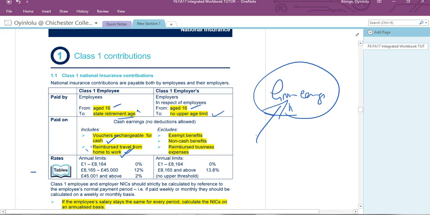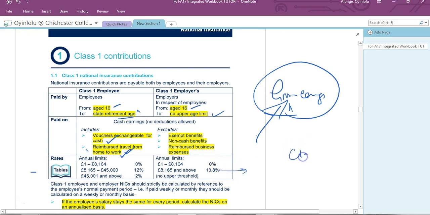So the limit, if you like, is 8,164. You can see that, and those are in the tables for you. I'm sure you can use those. You might remember it just naturally now. And then it goes from 0%, of course, to 12% in that band. And then above that, you have the 2%, right? And then, of course, the Class 1, like I said, 0% for the 8,164, and then 13.8% on the rest.